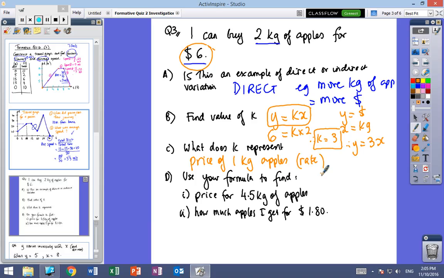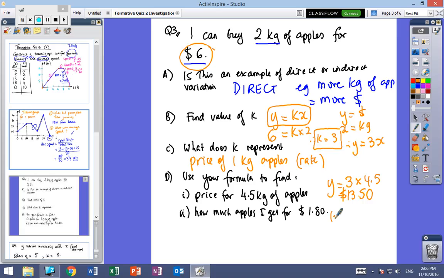Okay, what we're going to do now is use our formula. Y is price. So y equals 3 times 4.5. 3 times 4 is 12, so that's $13.50. So 4.5 kilos would cost you $13.50.